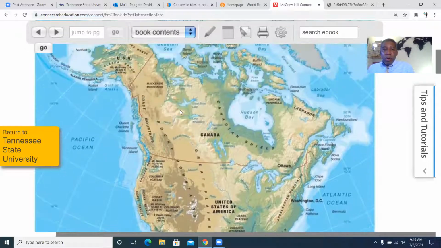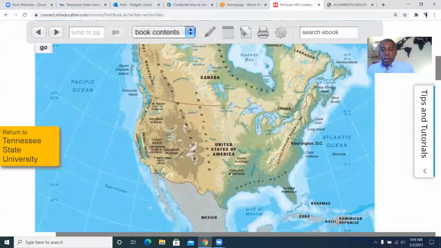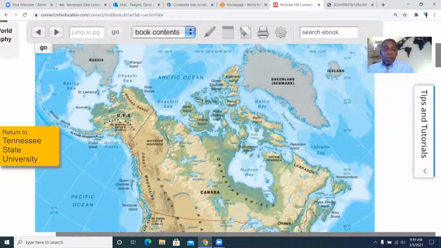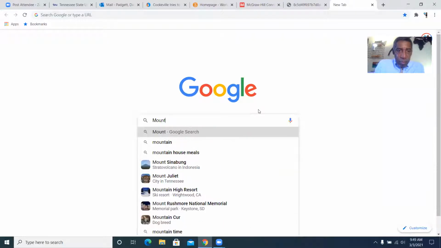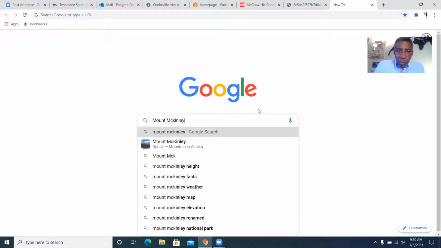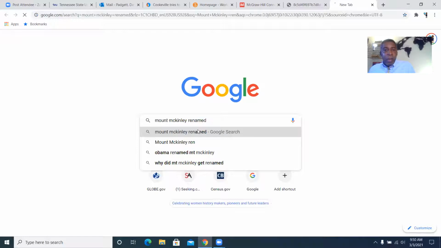The mountain ranges, you should know where these mountain ranges are. Here's the Rocky Mountains, the Wichita Mountains, the Appalachian Mountains, and so on and so forth. You should know here's the Alaska Range, Brooks Range. Now, Mount McKinley, that mountain is no longer known as that. So I'm going to say Mount McKinley renamed.